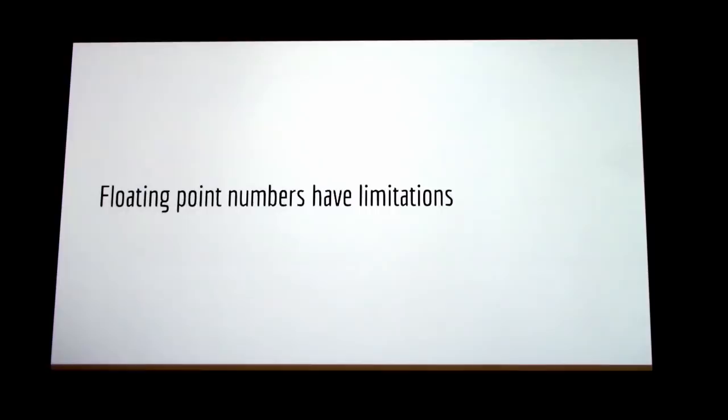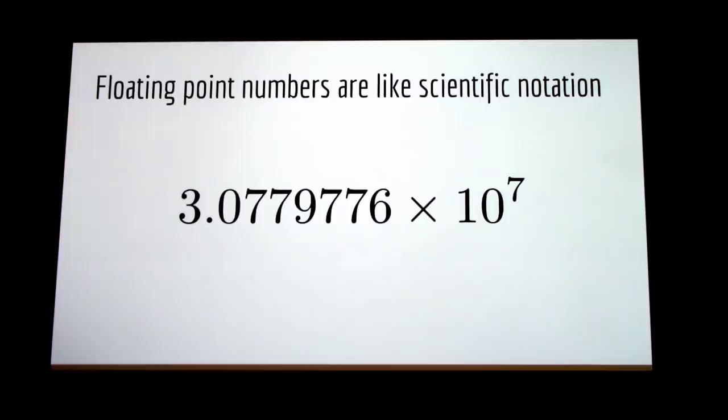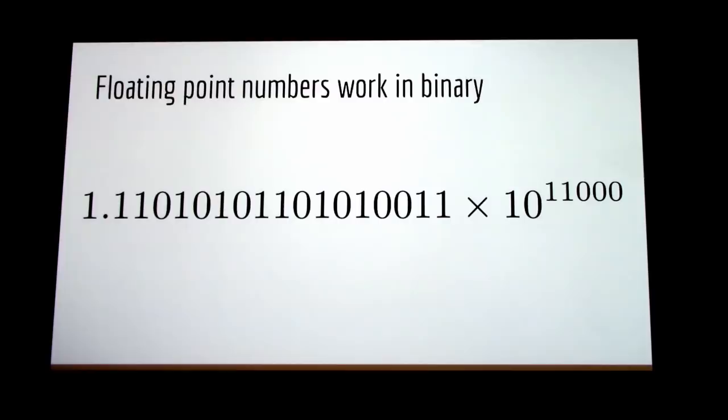So for anyone who's not too familiar already with how floating point numbers work, they work a lot like scientific notation. The floating point number stores the significand, or mantissa, that's the 3.0779776, and it stores the exponent. Of course, this being a computer, it stores it all in binary. And of course, we only have so much precision, so we had to lose some digits there.